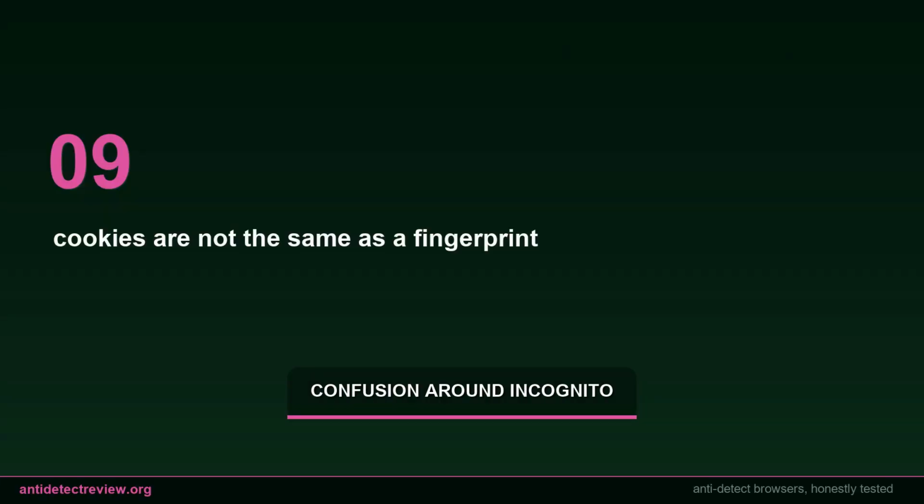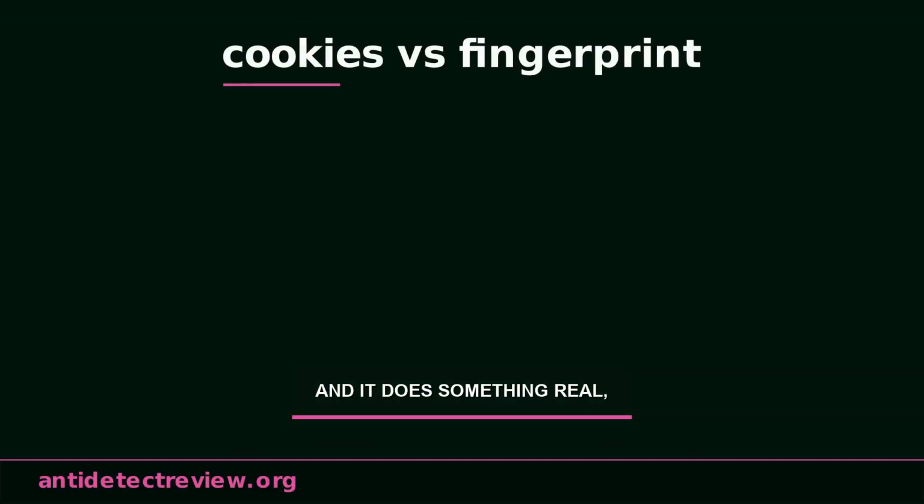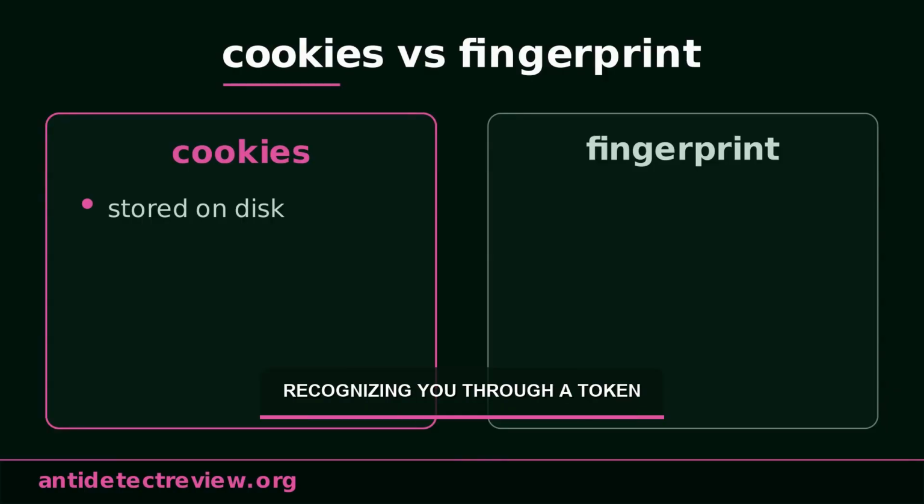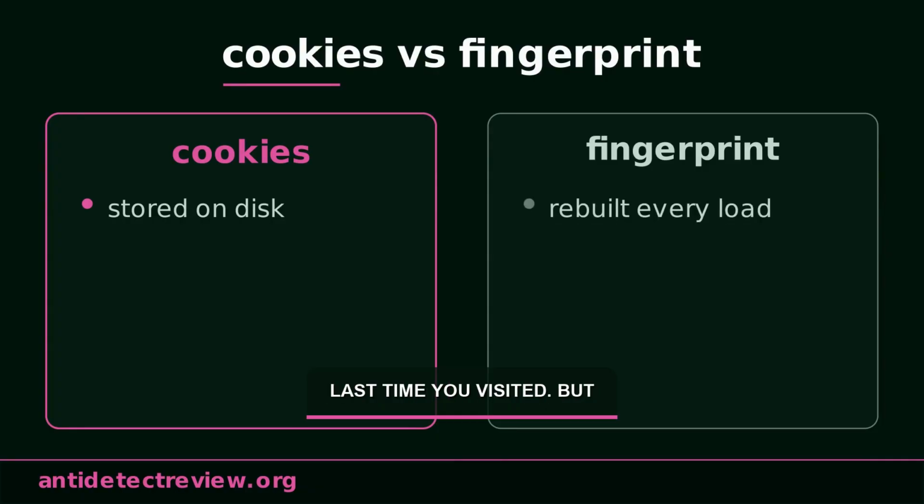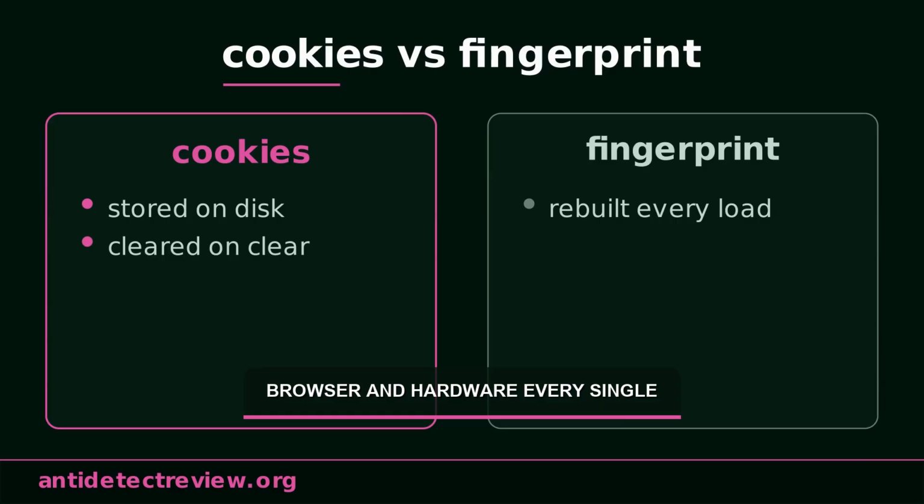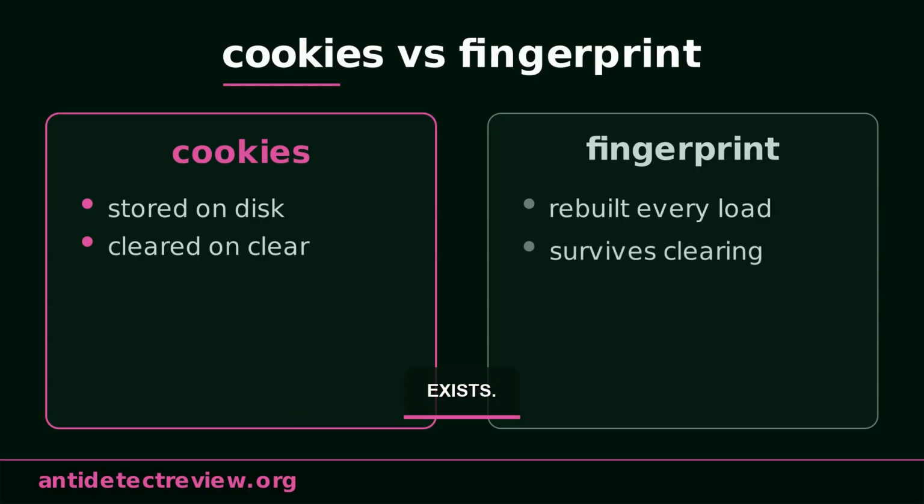A lot of the confusion around incognito comes from mixing up two different things, cookies and the fingerprint. Clearing cookies, or never letting them save in the first place, is a common piece of privacy advice, and it does something real. It stops a site from recognizing you through a token it planted on your machine last time you visited, but a fingerprint isn't stored anywhere. It's rebuilt live from your browser and hardware every single time a page loads, whether or not a single cookie exists.